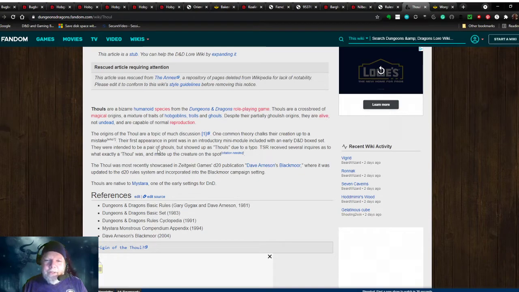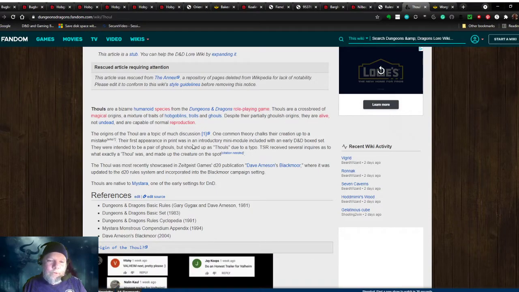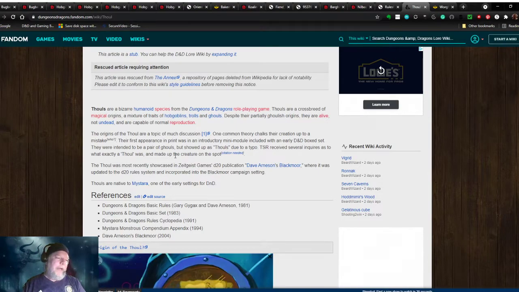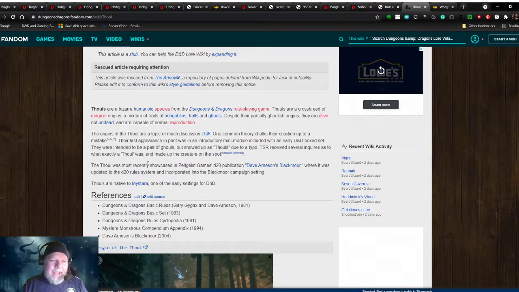One common theory chalks their creation up to a mistake. And their first appearance in print. Oh, now this is actually kind of a clever mistake that the actual company TSR made. Their first appearance in print was in an introductory mini-module included with an early D&D box set. They were intended to be a pair of ghouls, but showed up as Thules due to a typo. So TSR received inquiries as to what exactly a Thule was and made up the creature on the spot, or at least that's one story about it.